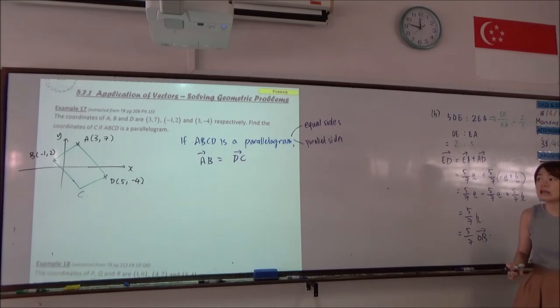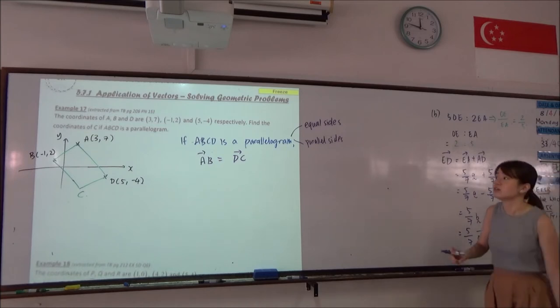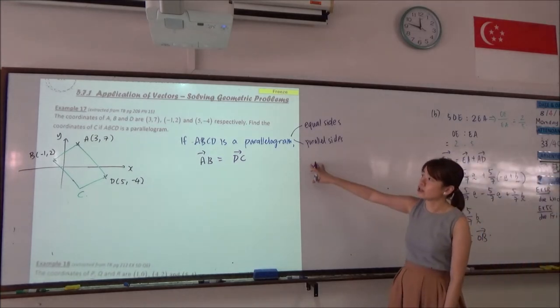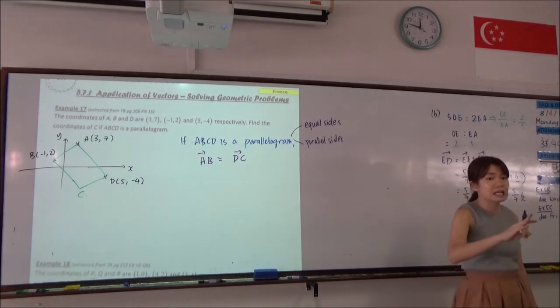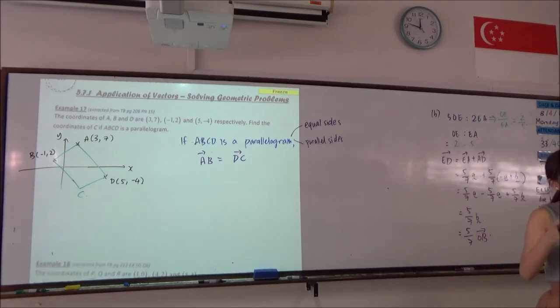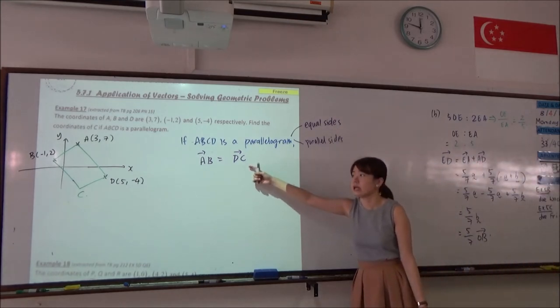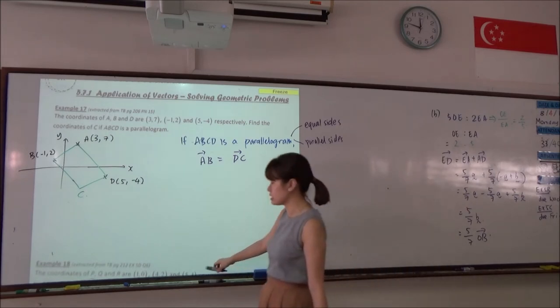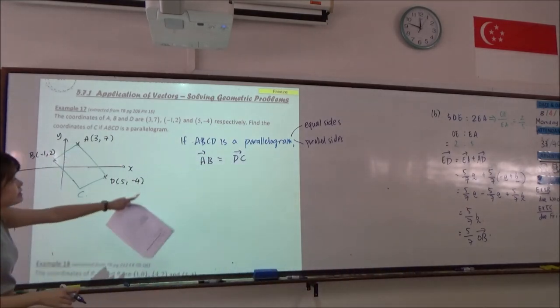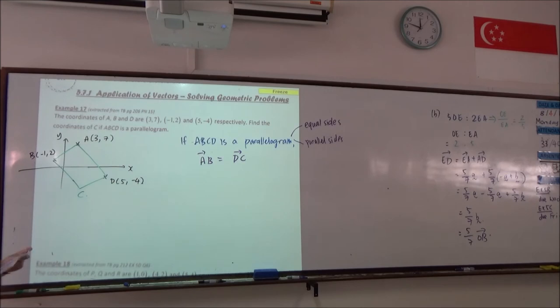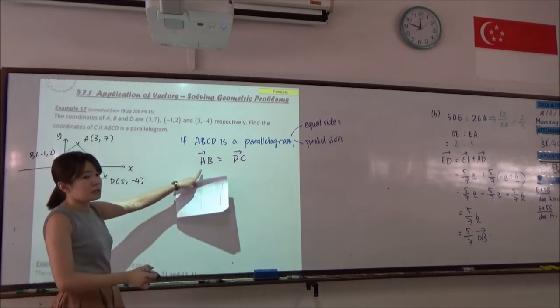Under what kind of quadrilateral would you then think about scalar multiples of each other? Trapezium. Okay, kites don't have parallel lines. So we will look at a trapezium, then we will think of a scalar multiple, that is if the parallel lines are not equal in length. As long as the parallel lines are equal in length, we can deduce that they are going to be equal vectors. So with this, AB itself, how do we find the vector AB?